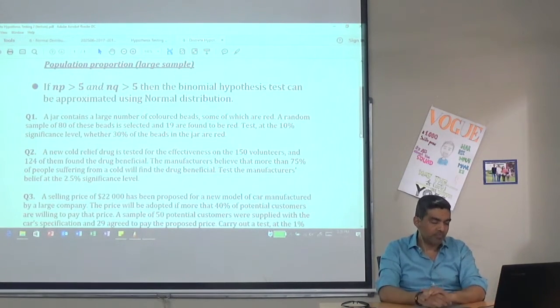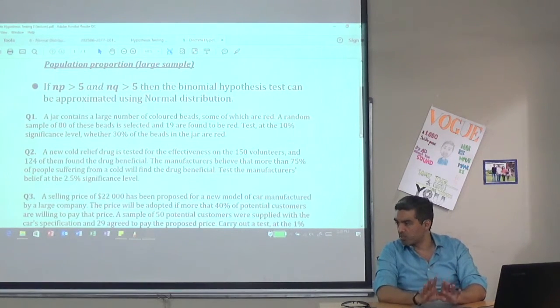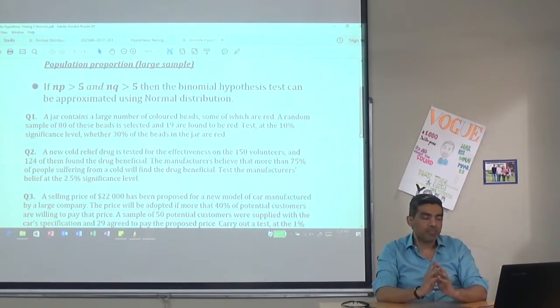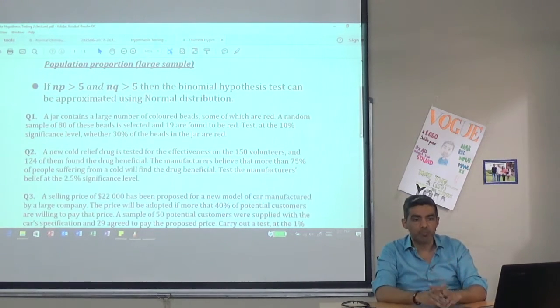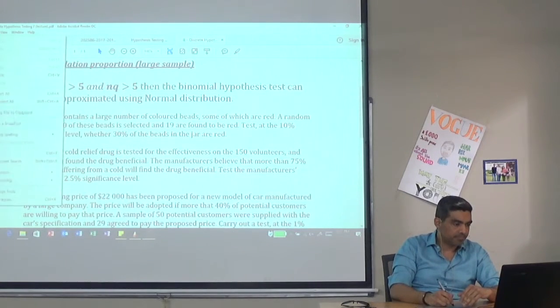So we are going to start with the population proportion large sample first, which is large sample for a binomial distribution. And the case is exactly how we dealt with in S1. If the sample size is large enough for NP and NQ to be both greater than 5, then we can use a normal approximation of the binomial easily. And we have to make use of the continuity correction of plus minus 0.5, and that's about it. So let's do question number 1.